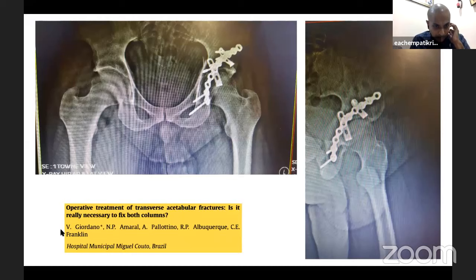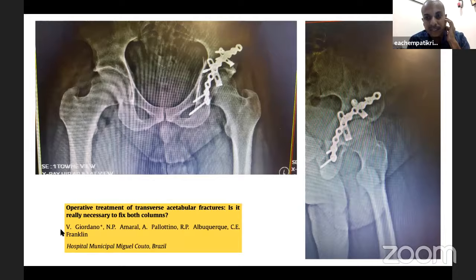So there is this paper on operative treatment of transverse acetabular fracture, whether it is necessary to fix both the columns. And this paper concluded that it was not necessary to fix both the columns if we are able to get good stability. But we personally feel that it is a good idea to put an anterior column screw wherever possible and address both the columns, because these injuries tend to be unstable and there can be displacement of the fracture at a later date.